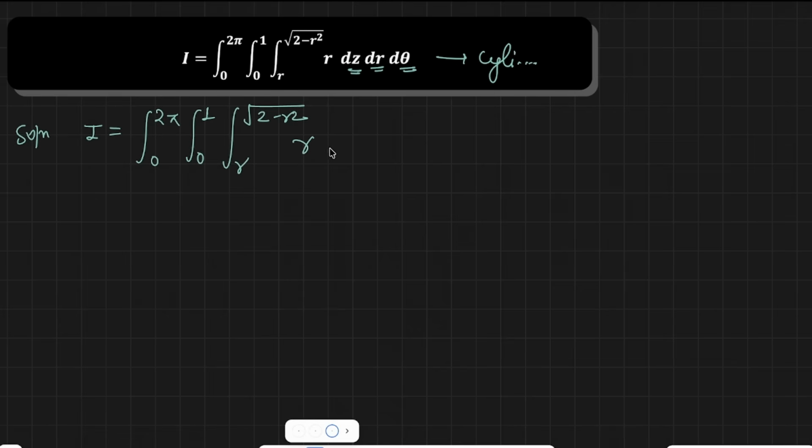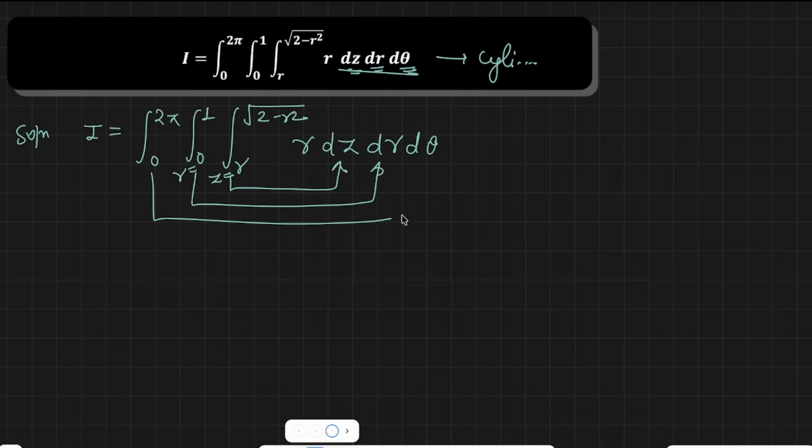Now see, this is r dz dr d theta. You don't change the order. Because of that, this is r, then the limit of z, then the limit of r, and then the limit of theta. Now you start the solution. It is very easy, reverse process. How to solve this? 0 to 2 pi as it is, 0 to 1 as it is, integration with respect to z, not with respect to r.